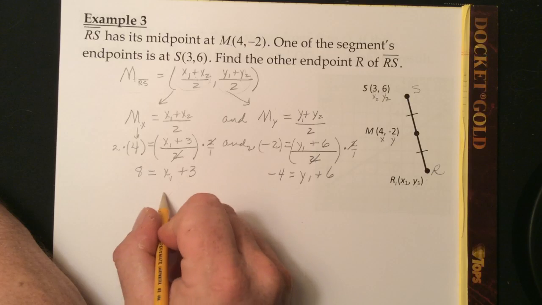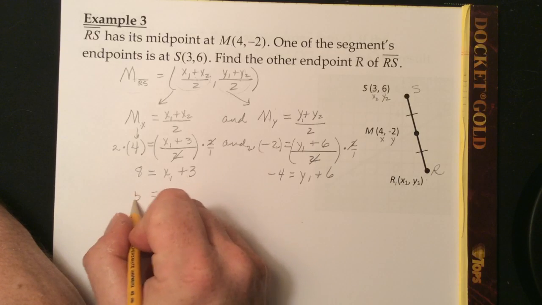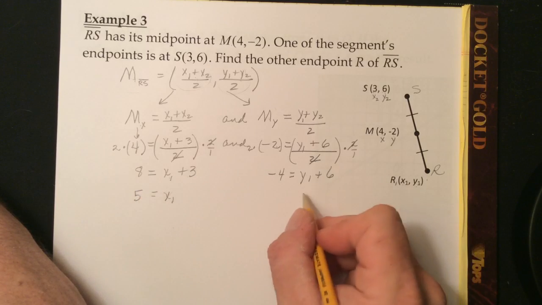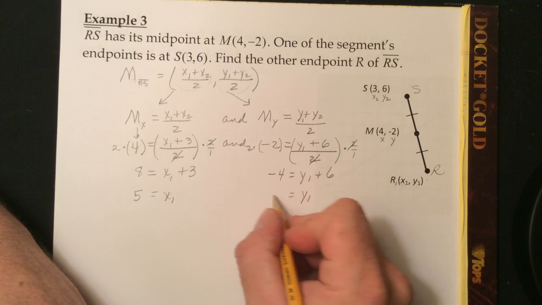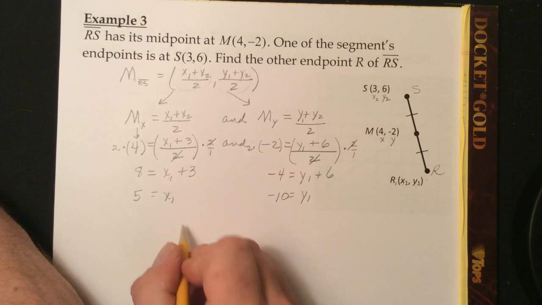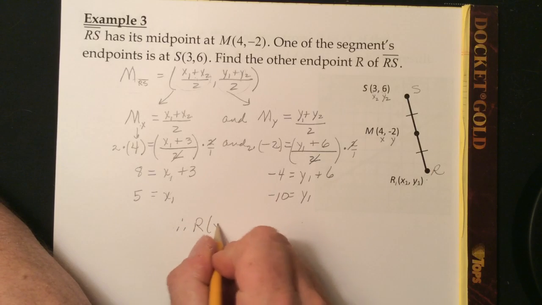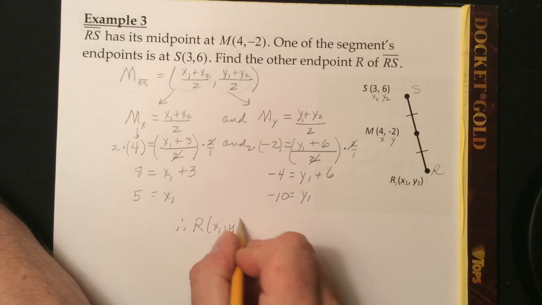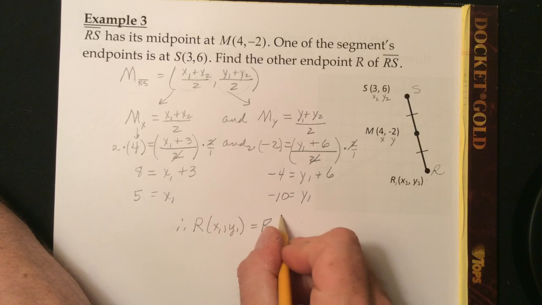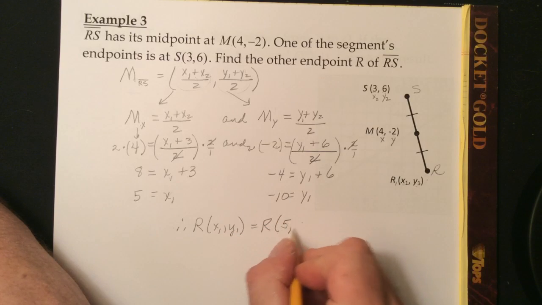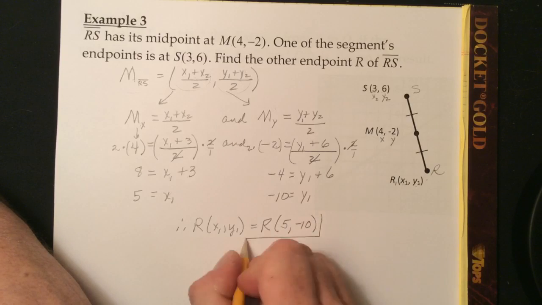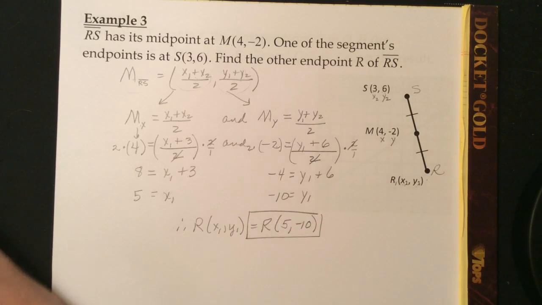If we subtract 3 from both sides, x1 is going to be 5. Subtract 6 from both sides over here, y1 is going to be negative 10. Therefore, R, which was at x1, y1, the endpoint, is, we found it, 5, negative 10. So it's 5, negative 10.